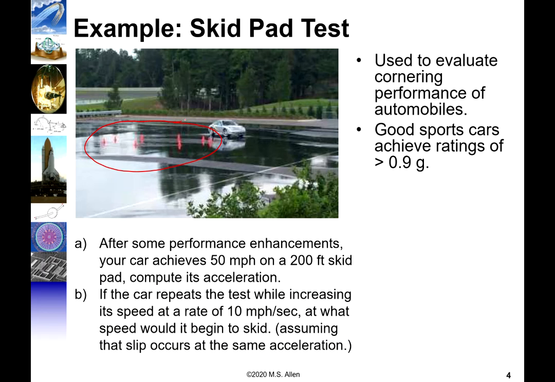Yep, so they drive around the path at a constant radius, and they see what's the highest speed they can achieve on the skid pad, and use that to calculate the acceleration of the car. And they give the car a rating in G's, or in terms of the fraction of the acceleration of gravity.